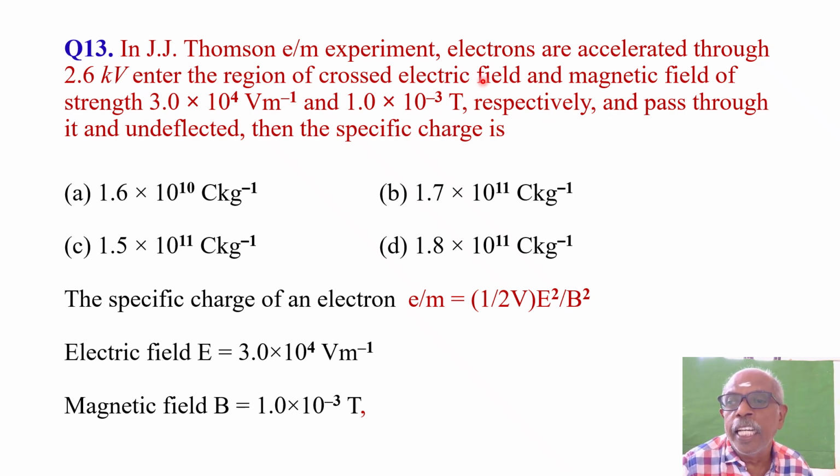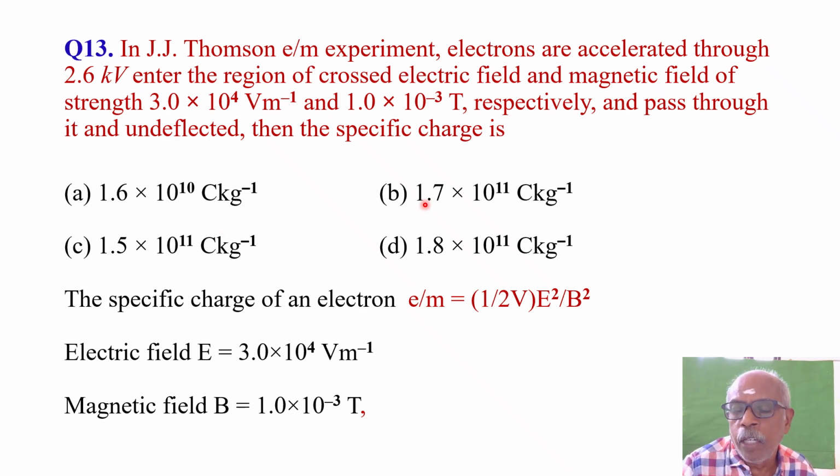It means the electric field is 3 × 10^4 and the magnetic field is 1 × 10^-3, and the electrons pass through it undeflected. Undeflected means it is neither deviated in any direction. It means the forces produced by the electric and magnetic field are equal and opposite, and they make it pass through in a straight line. Then the specific charge is how much? A, 1.6 × 10^10 coulombs per kilogram.